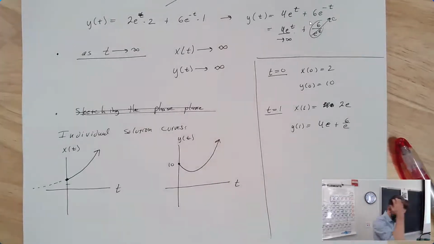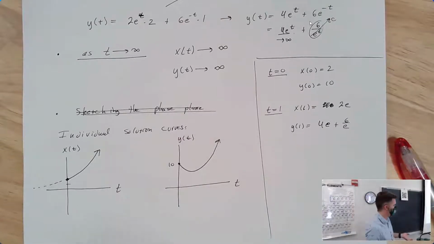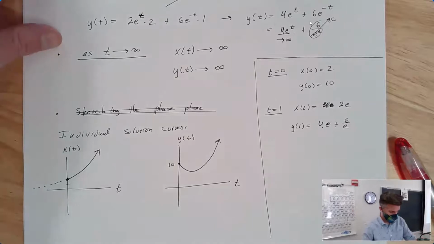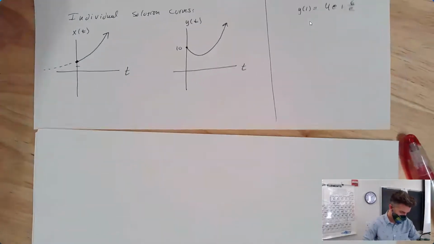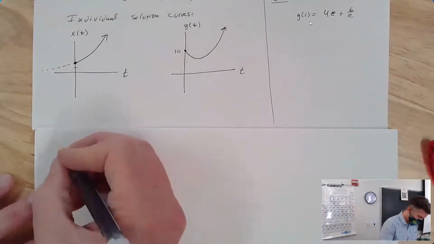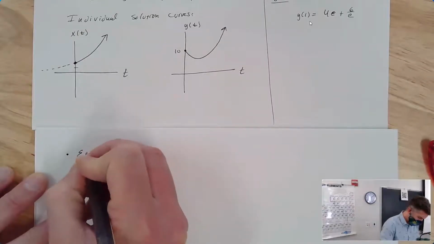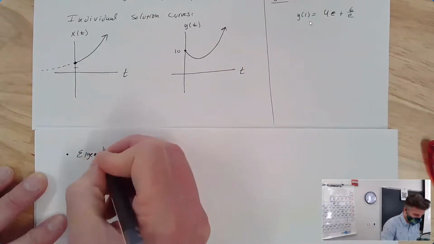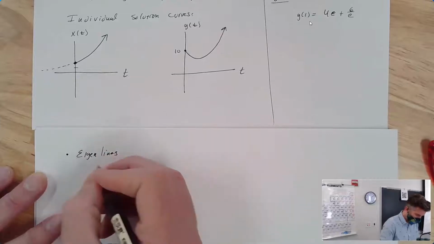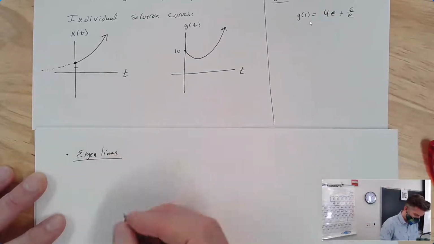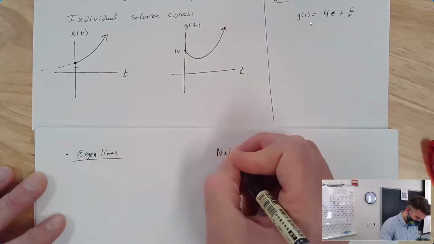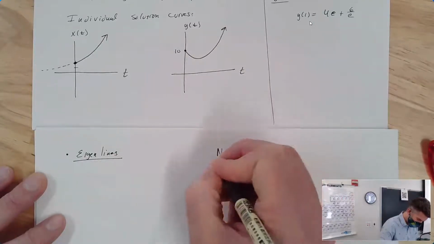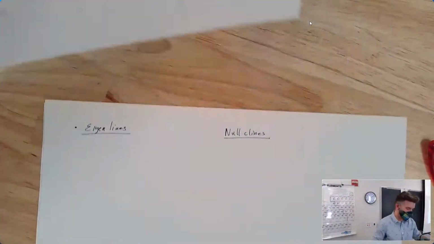Okay, so I want to talk about how you would draw the phase plane without actually using a tool. And there's kind of 2 types of lines that are important in doing this. One type of line are the eigenvectors. I should say the eigenlines, really. Eigenlines. And then we also have nullclines. What are these things?